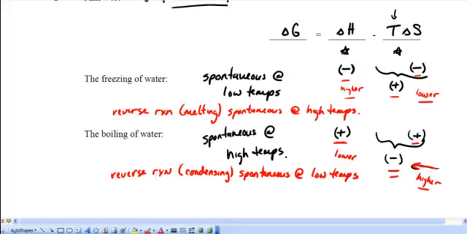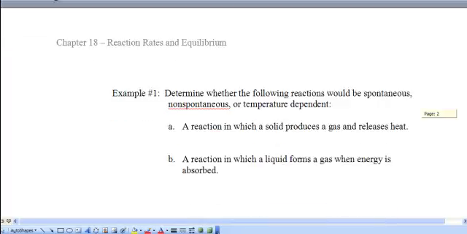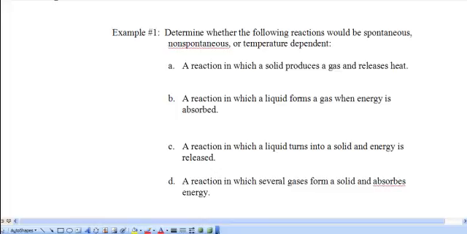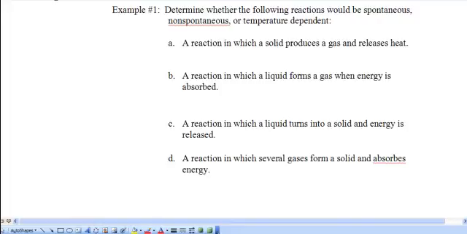Alright, so let's go ahead and try some problems here to see whether or not we can predict if a reaction will in fact be spontaneous. So determine whether the following reactions would be spontaneous, non-spontaneous, or temperature dependent. Alright, a reaction in which a solid produces a gas. Well, is a solid producing a gas favorable? Yes, because delta S is going to be positive. And that's a good thing, to create more randomness. And it also releases heat, which means that delta H will be negative. Both of those are favorable, so therefore this reaction is spontaneous.